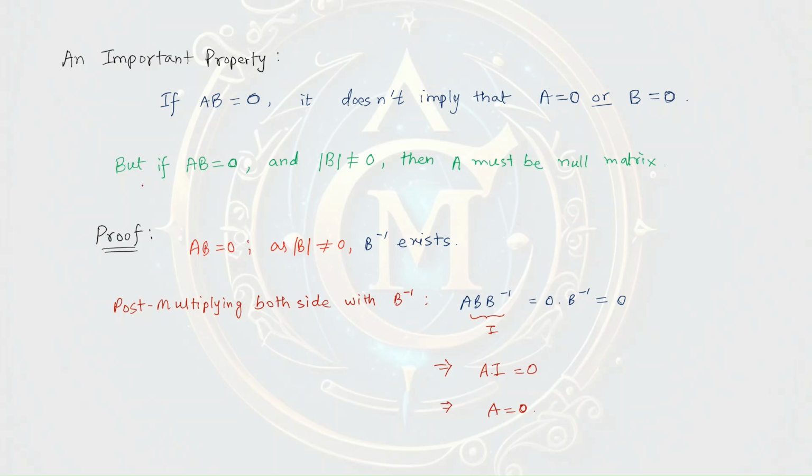But note a point: if AB is equal to a null matrix and the determinant of B is non-zero, that means AB is a null matrix and B is a non-singular matrix, then A has to be the null matrix. I have given the proof of this. You can try the proof yourself and then check your proof with the given proof.